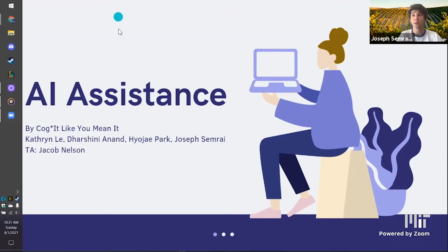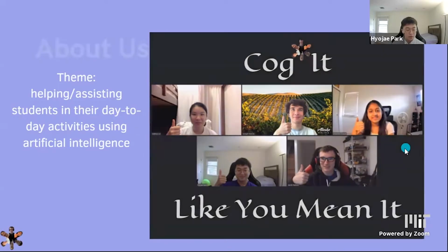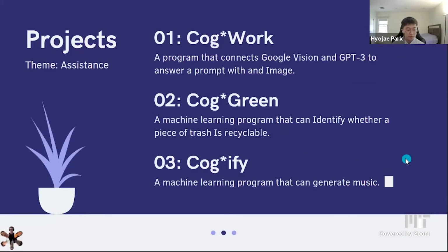We wanted to help students in their day-to-day activities, hobbies, and chores by creating artificial intelligence programs that can work with audio, images, and text. Our first project is CogWorks, which helps students answer prompts that have images. Our second project is CogGreen, which helps students sort their trash. Our final project is Cogify, which helps students generate music.